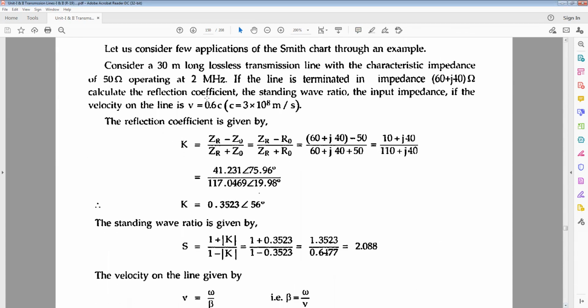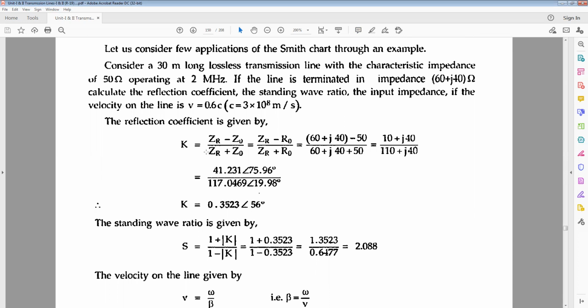See the example here. Consider a 30 meters long lossless transmission line with a characteristic impedance of 50 ohms operated at 2 megahertz. If the line is terminated in the impedance 60 plus j40, calculate the reflection coefficient, the standing wave ratio, and the input impedance if the velocity on the line is v equals 0.6 c. These are the theoretical calculations.